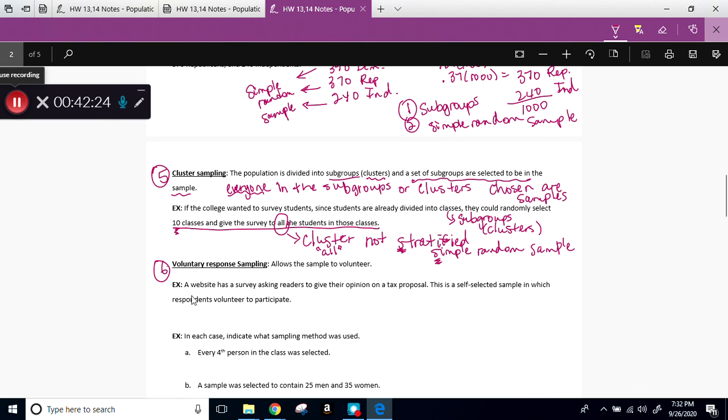And they can do this on websites, on the internet now a lot. A website has a survey asking readers to give their opinion on a tax proposal. This is a self-selected sample in which respondents volunteer to participate. So self-selected means the people that end up in the survey kind of self-select, like I'm selecting myself to do it because I'm volunteering. Okay? So what would be the problem with that?